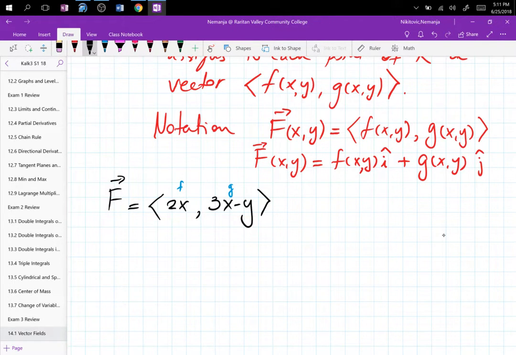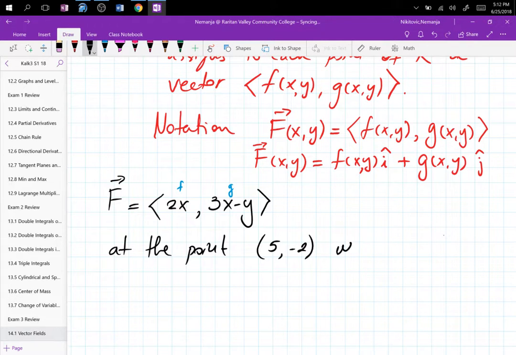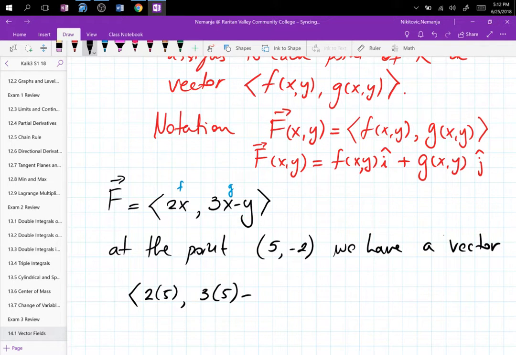Now, what does this mean? Well, this means that at the point 5, negative 2, we have a vector, and now you compute. The vector will be 2 times 5, comma, 3 times 5 minus negative 2. So the vector is 10, comma, 12. No, 17.